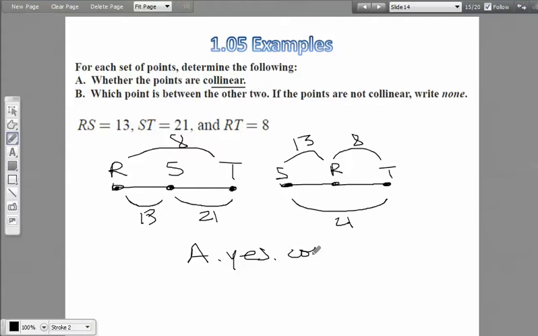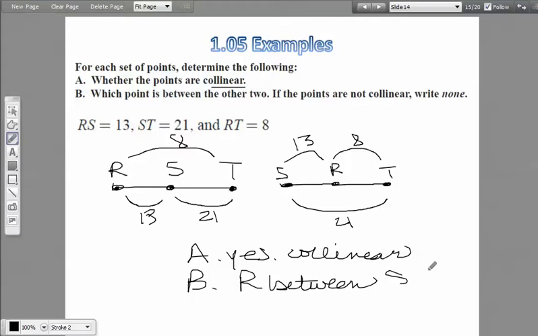and I'm going to write out here collinear. I had to remember how to spell it right quick. And B is which point is between the other two. R between S and T. Now realize I was still using the segment addition postulate.